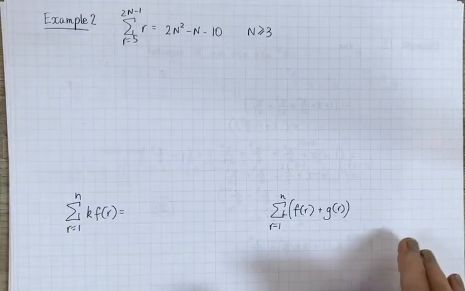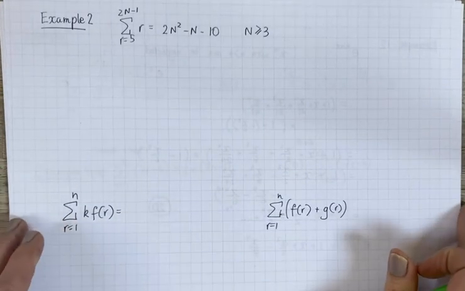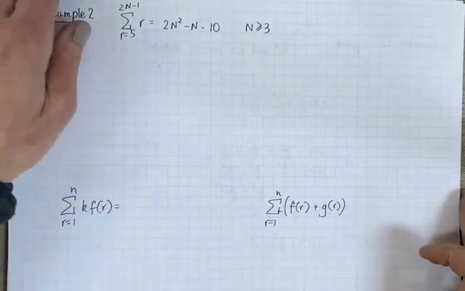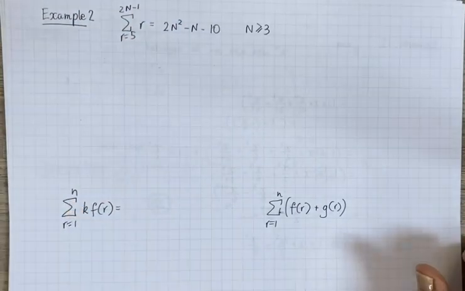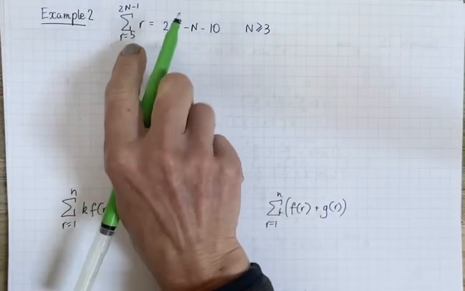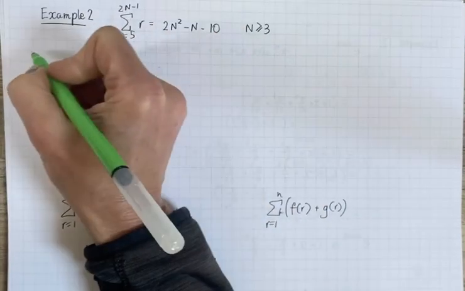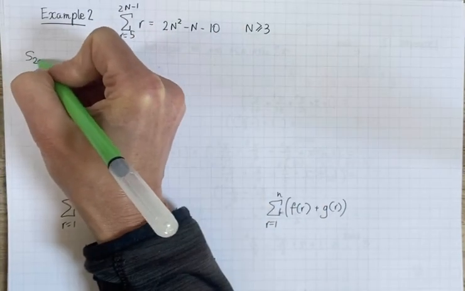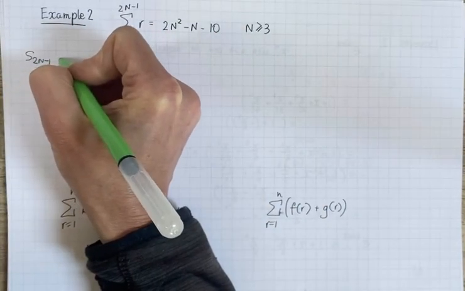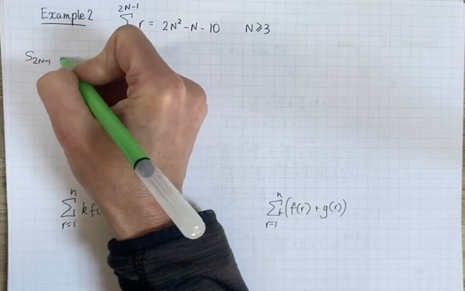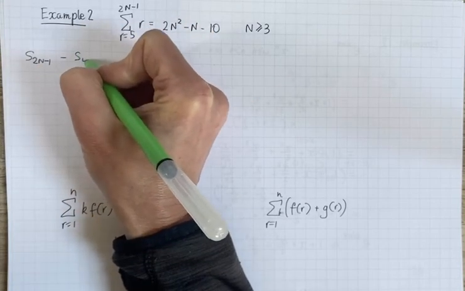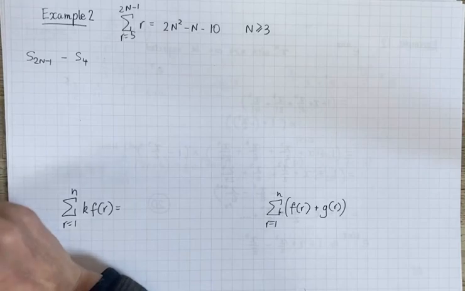Let's move on to example 2. So this time we're going to show that this sigma gives you that result for n greater or equal to 3. So here we're going to apply the rule that this one is like having the sum of 2n minus 1 that starts from 1, so we want to get rid of the initial 4 terms, so minus S4.